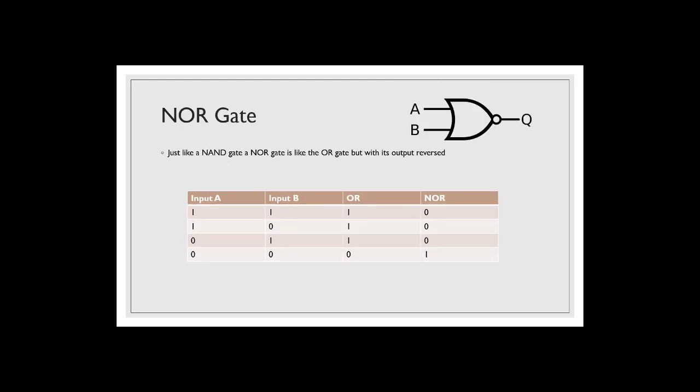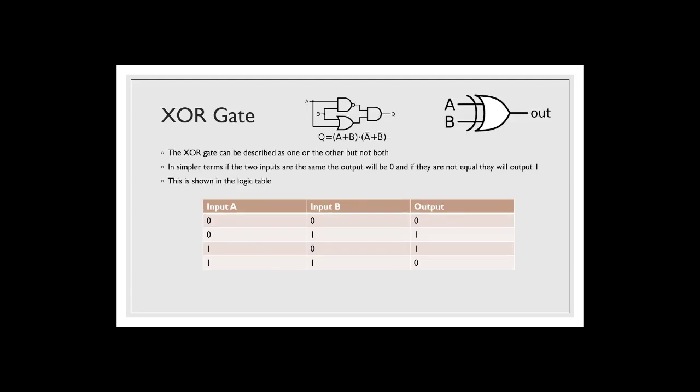The NOR gate is very similar to the AND gate. It just, instead of an AND, it's an OR. So the truth table is shown below.